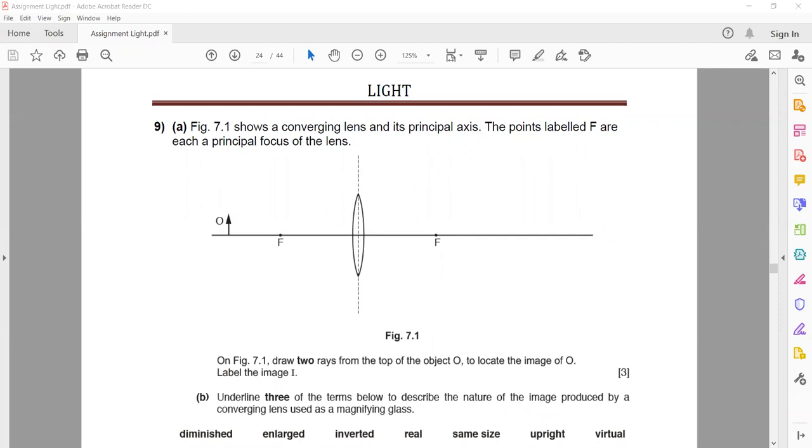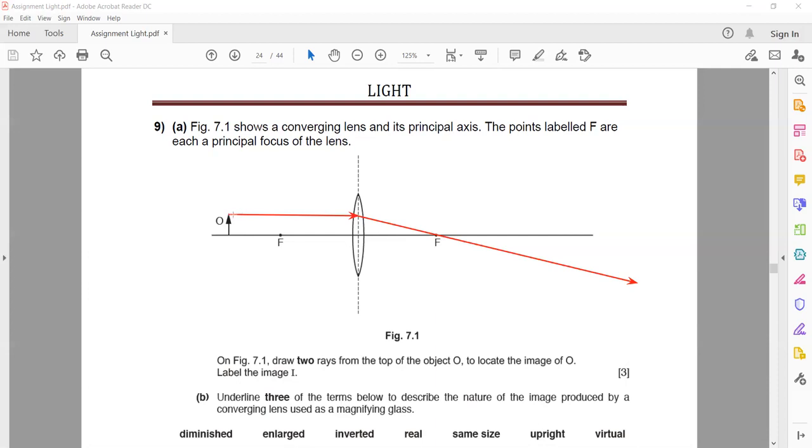So first we will draw a parallel light ray. If a light ray is parallel to the principal axis, which point will it pass through? So it will pass through focus. You can draw any length, a longer line, so that you can identify the intersection.